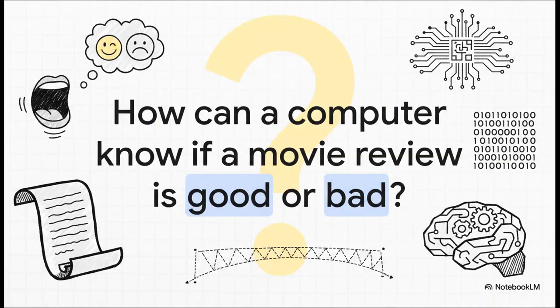Okay, so think about this. You read a movie review online, and you just know if it's good or bad, right? You get the vibe instantly. But how on earth does a computer do that? I mean, it only thinks in ones and zeros. It's all about bridging that gap, getting our words into their world of numbers.